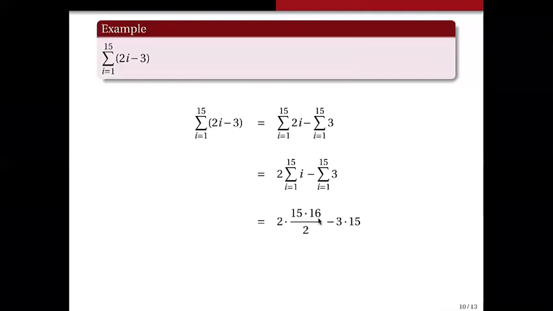So, if we simplify this, we will have this guy. So, 2 times 2 divided by 2, they will just cancel. So, this guy will cancel this guy. So, 15 times 16, that's 240. And then 3 times 15, that's 45. And therefore, we'll just have 195. So, for this example, we have 195.